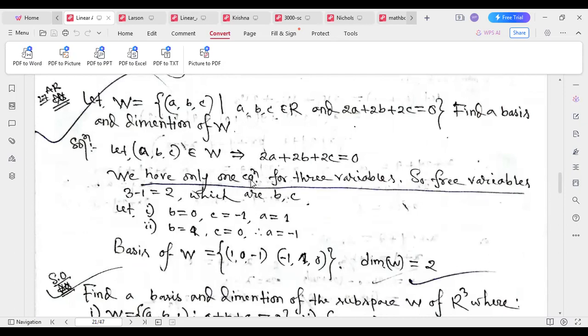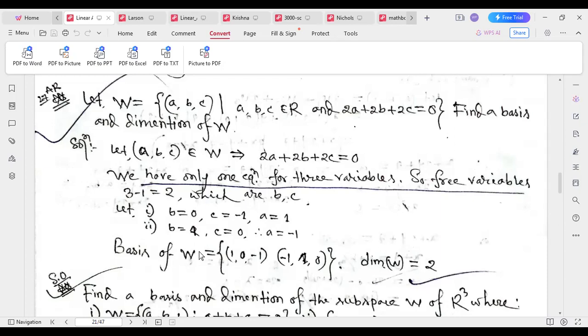We have only one equation with 3 unknowns. So the free variables: what will be the number? Number of variables minus number of equations equals 2, which are b and c. Now let b equal 0 and c equal -1, then we get a equals 1 from equation 1, just putting these values. Now if b equals 1 and c equals 0, we get a equals -1 from this equation.